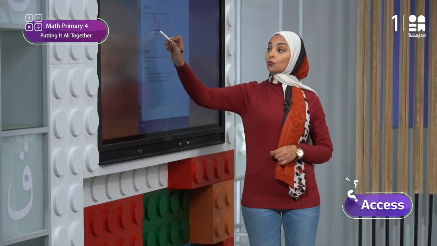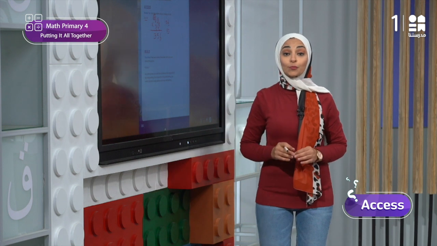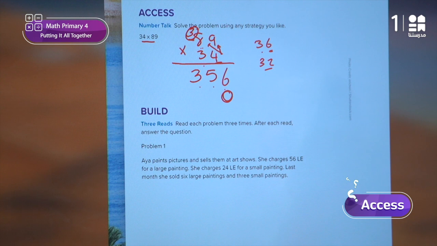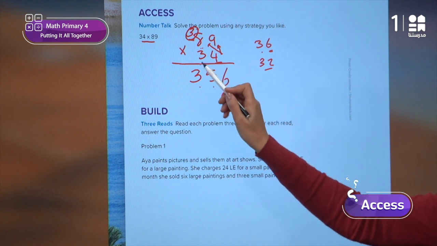Before starting to multiply the tens, I must put 0 in the ones place. Put big 0 here. Why? Because this is 3 tens.